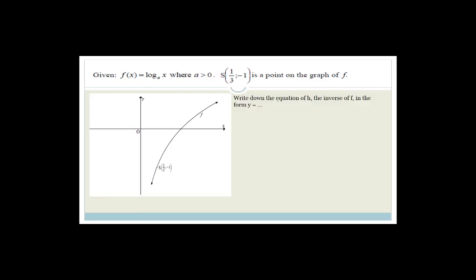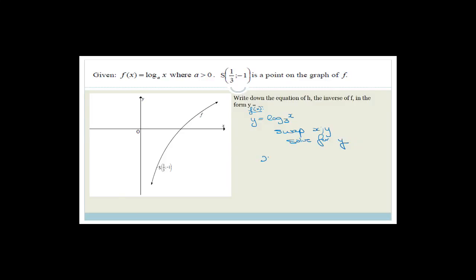Now it says write down the formula of h, the inverse of f, in the form y is equal to. Okay, so we want the inverse again. So we've got y equals log x base 3. That is the current function, which is your f of x. They want h, which is the inverse. So to get the inverse, what do we do? We swap your x and y and you solve for y. Okay, so let's do that.